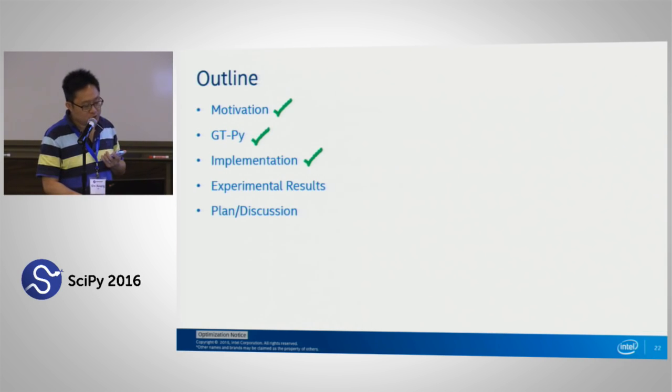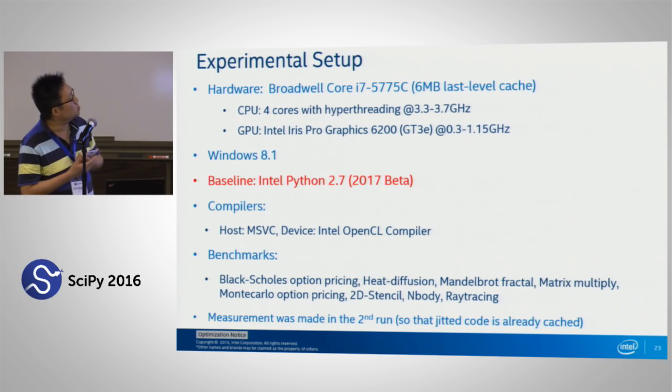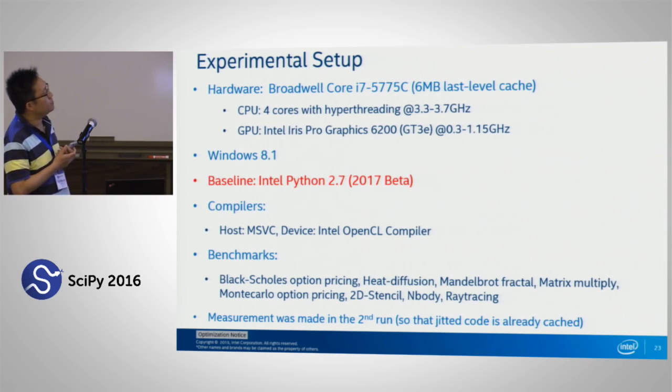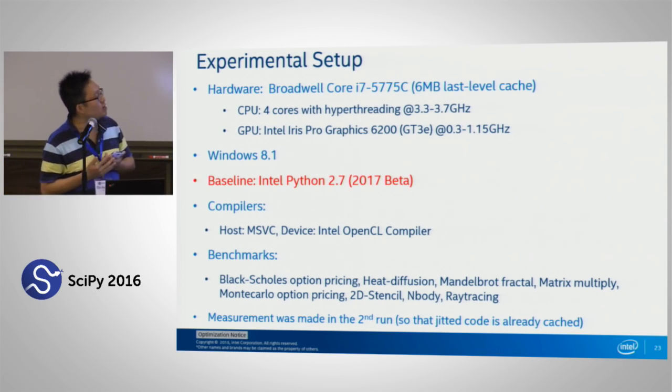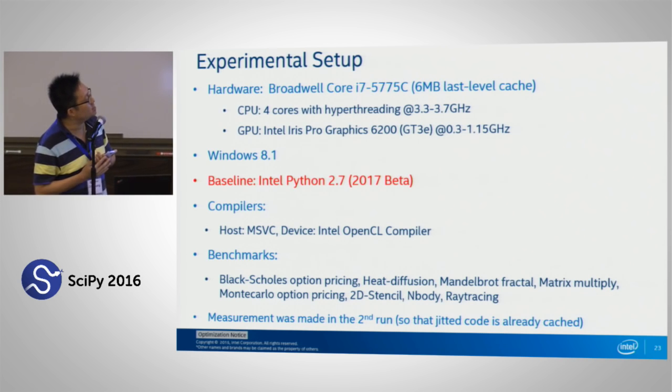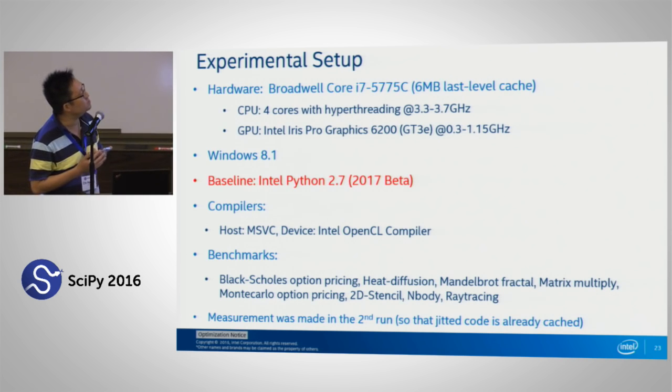So now, let me show you some experimental results. Our main results come from running a number of benchmarks on Intel CPU and GPU. And our baseline is the Intel Python 2.7, which is what Anton just presented.